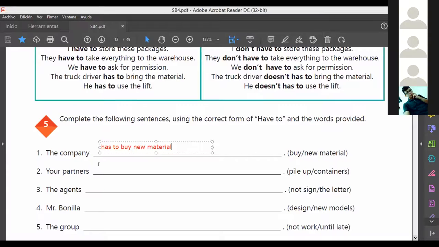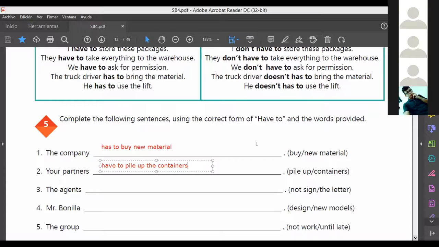Thank you very much, Rosa. Now, let's see. Raúl Arturo, number 2. Okay. Partner, how to pile up containers. Ah, the containers. Ah, sí, puede ser that o solo containers. En este caso no afecta, ¿ok? Thank you very much, Raúl.